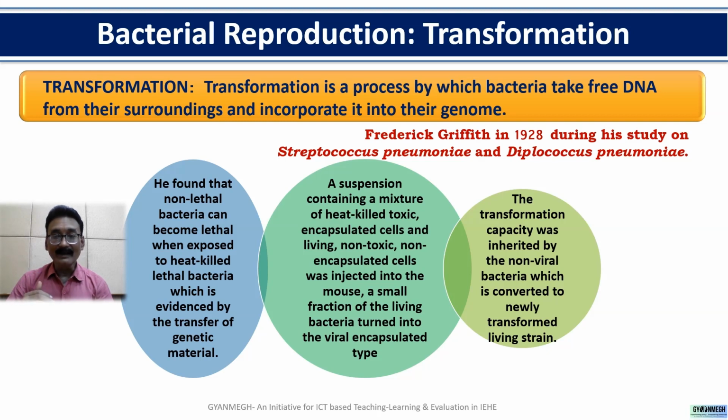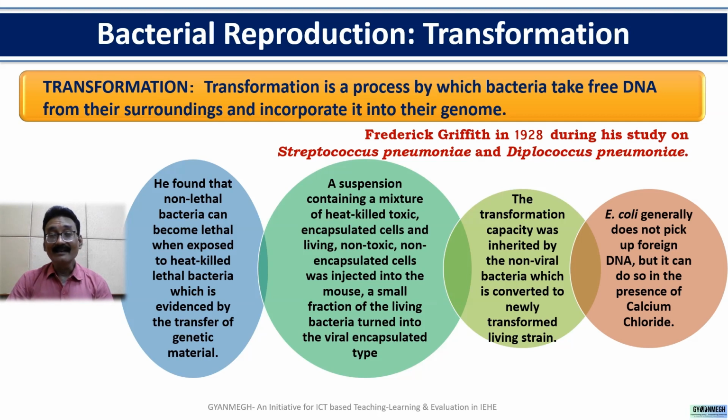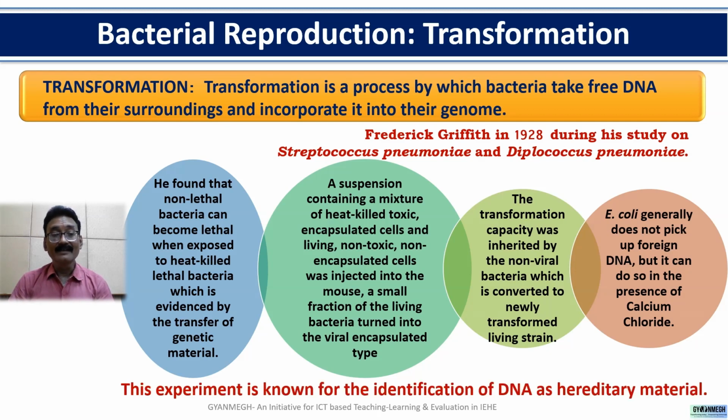So from the heat-killed bacteria, something comes into the suspension in the surroundings of the non-lethal bacteria, and then it enters inside them and converts them into lethal bacteria. This is the process of transformation, where the non-lethal bacteria is transformed by this genetic material into the lethal one. E. coli generally does not pick up foreign DNA, but it can do so in the presence of calcium chloride. This experiment is known for the identification of DNA.